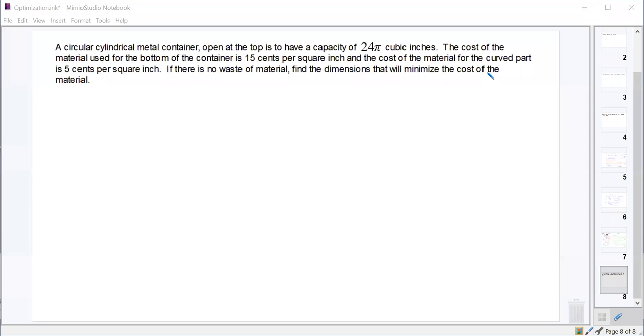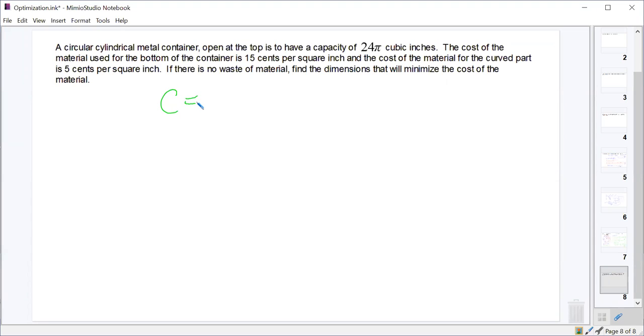So first off, we've got a cylinder and it's open at the top. So we know that it's only going to have one base to it, if we have to deal with that at all. And then we know it's going to have a capacity of 24 pi cubic inches. So that's our volume. And we've got assorted different costs for the material for the bottom and for the curved parts on the side. So we want to minimize the cost.